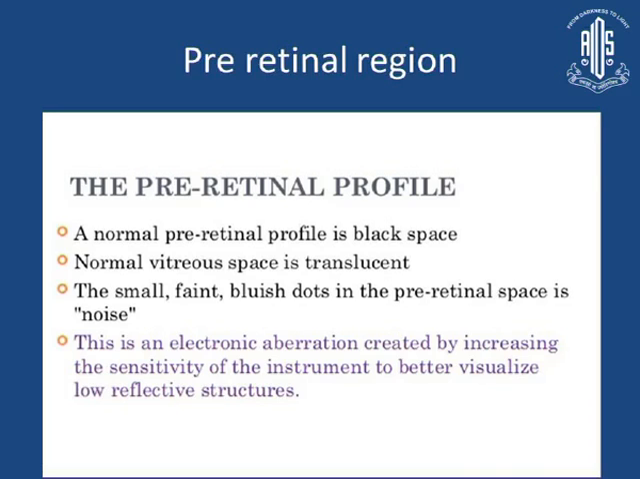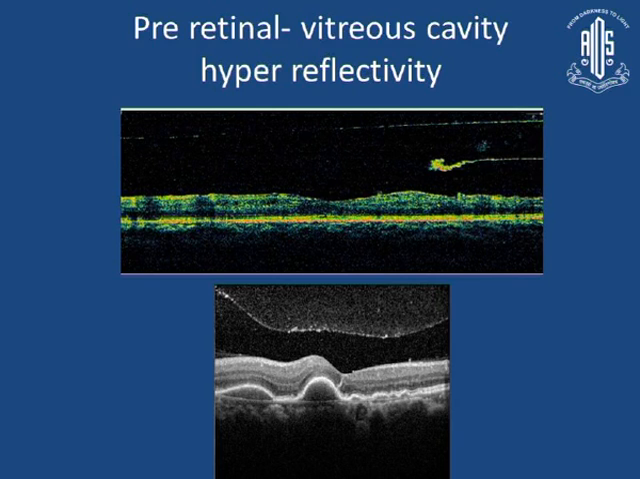Pre-retinal space, yes, it's a black space because it is very minimally reflective. But sometimes, yes, you may see some hyperreflectivity in the form, like here you see a membrane, or you may say a diffuse kind of hyperreflectivity due to some vitreous opacity like hemorrhage.